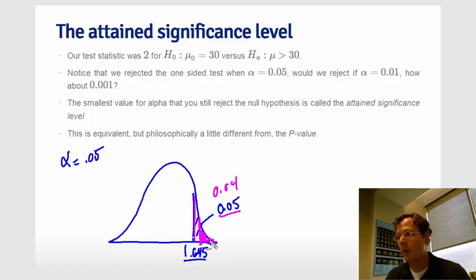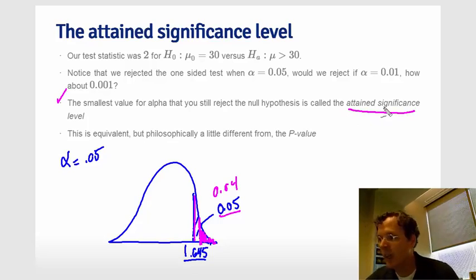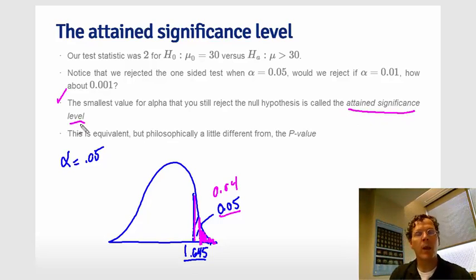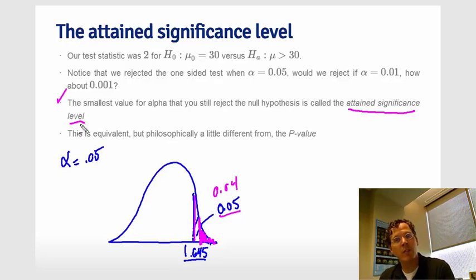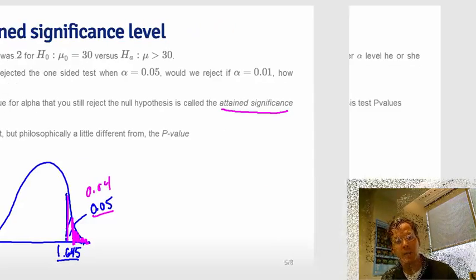So at any rate, another way to think about the p-value is it's the smallest value for alpha for which you would still reject the null hypothesis. And because of that, they call it the attained significance level. And what this means is that the p-value is an extremely convenient test statistic to communicate to people, because when you give it to them, they can test it versus whatever alpha level they would like.